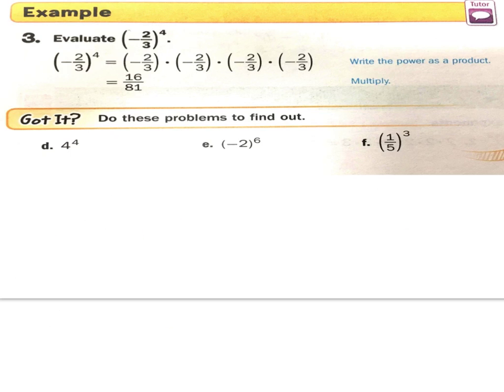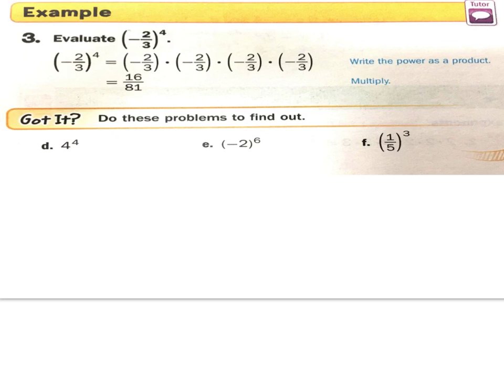So in this example, I'm asking you to evaluate negative 2 to the 3rd raised to the 4th power. And we can see here in the example that we have taken negative 2 to the 3rd raised to the 4th power, and we've expanded it to look like negative 2 to the 3rd times negative 2 to the 3rd times negative 2 to the 3rd times negative 2 to the 3rd.